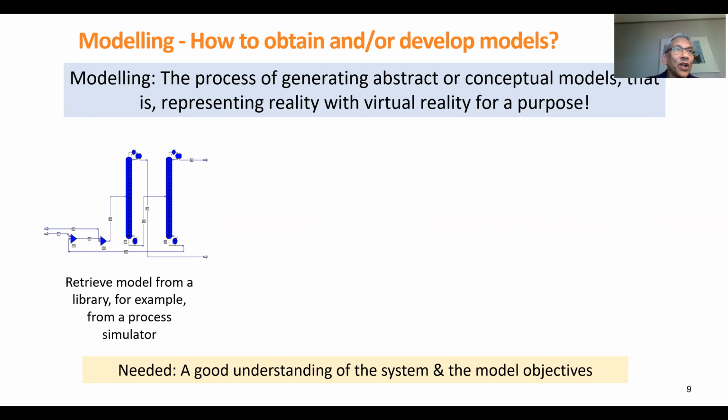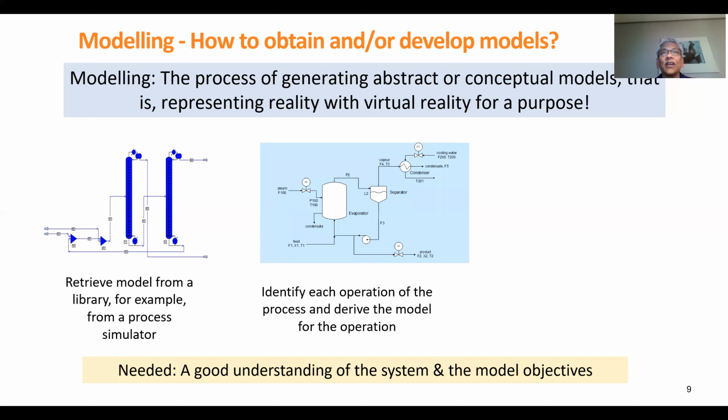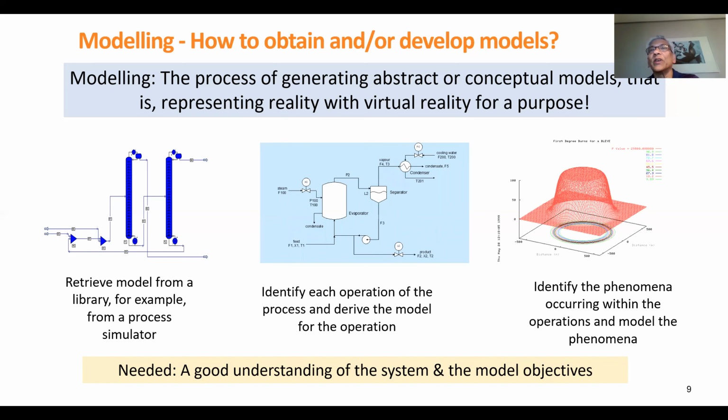That's a very common way of doing modeling. But what happens if the model we need is not in the library? Then we need to understand the operations in the process that we want to study, and then we need to derive the model equations.